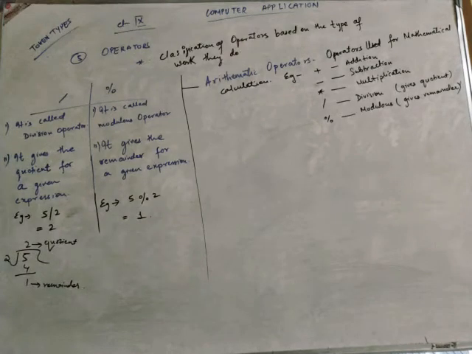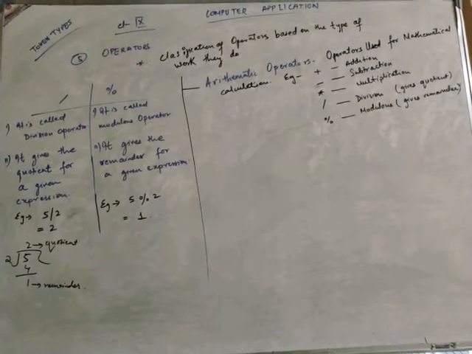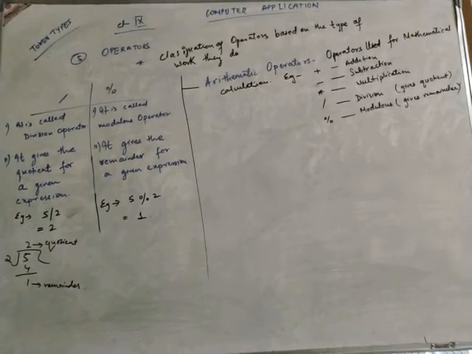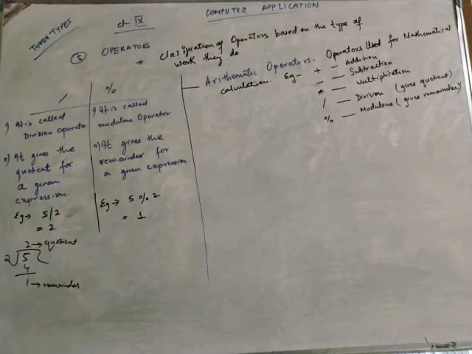Rest all operators are simple: the addition operator adds two values, the subtraction operator subtracts two values, the multiplication operator multiplies two values, division finds the quotient, and the modulus operator gives you the remainder in the expression. Clear? So these are arithmetic operators. Is it clear to all of you?